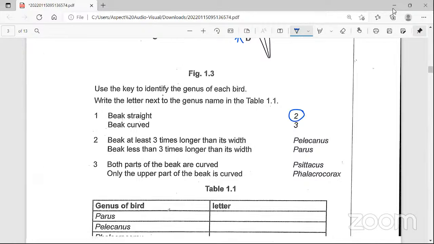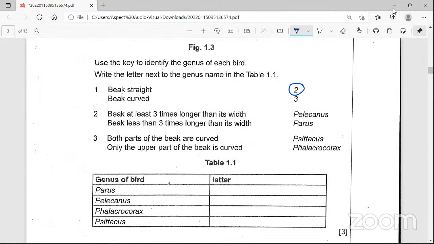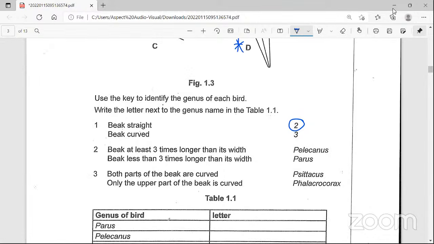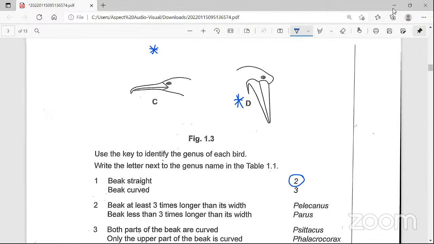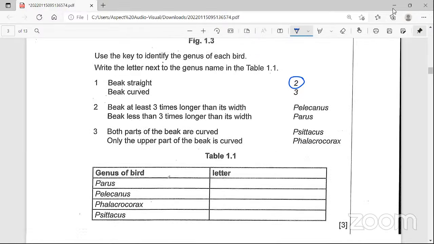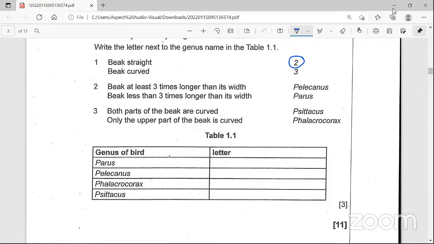Are we together? Now we're trying to distinguish between A and D. Are we together? Now we ask, beak at least 3 times longer than its width, right? It's your Pelecanus. So which one has a beak that is 3 times longer? D. Right. So the Pelecanus is D. We put our letter there. Are we together? Now, beak less than 3 times longer than its width. It's the other one, which is A.